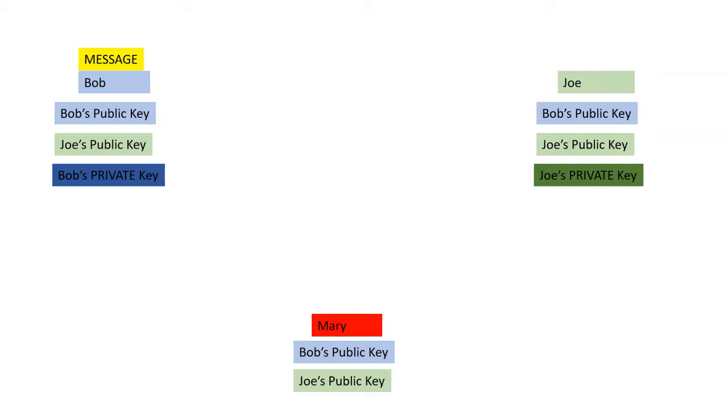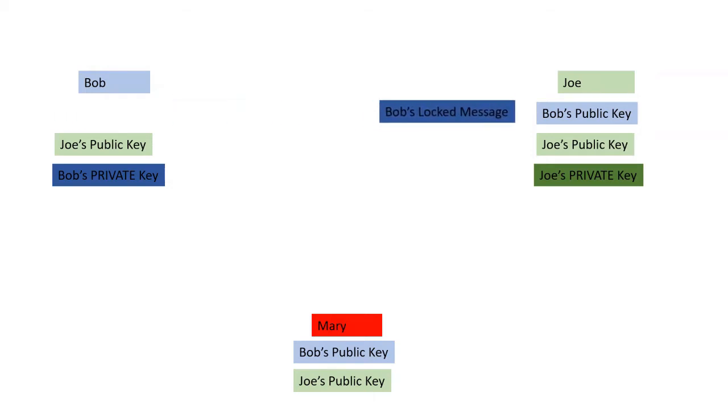Now, one way I can think for Bob to get the message to Joe securely is for Bob to lock the message with his own public key. However, now when he tries to send that message to Joe, Mary has no compatible keys to unlock the message, but neither does Joe, as shown by the different colors.